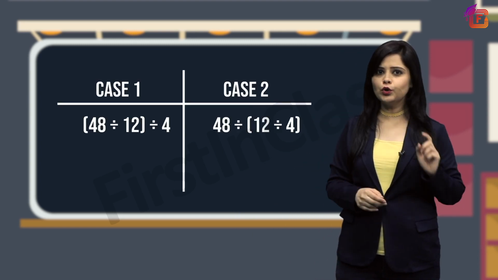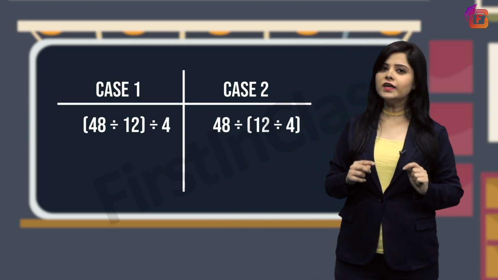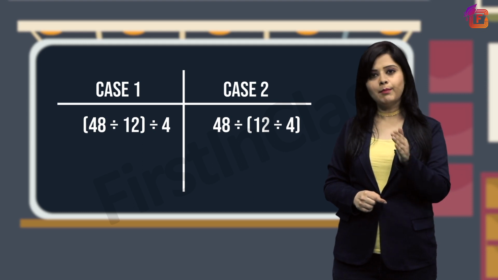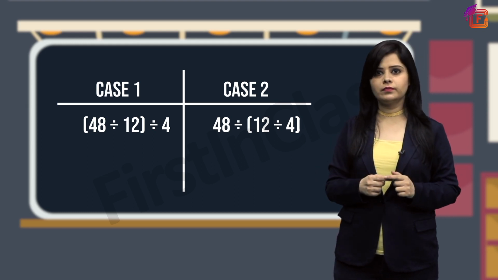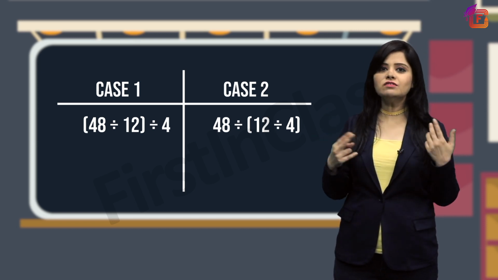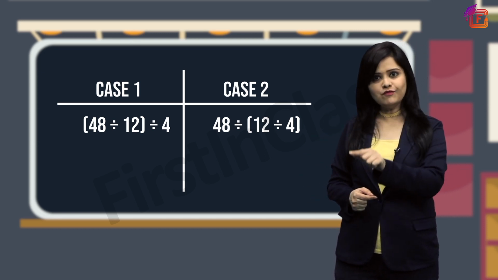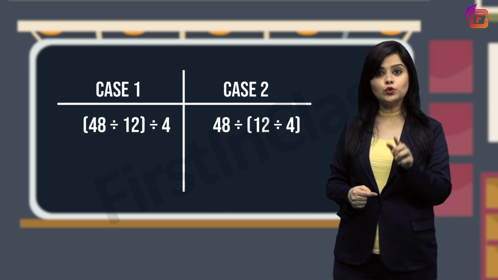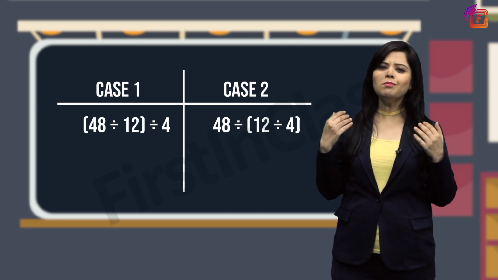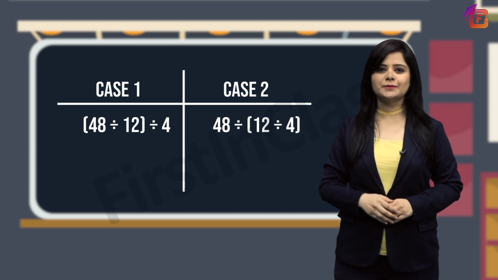Now let us check the case in division. Here are the 2 cases given to you. In case 1, we are dividing 48 by 12 and then the quotient obtained by 4. And in case 2, we are dividing 12 by 4 and then 48 by the quotient of 12 and 4. Come on learners, try it out.